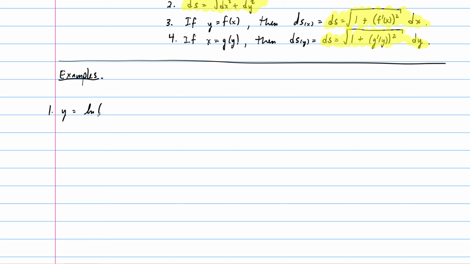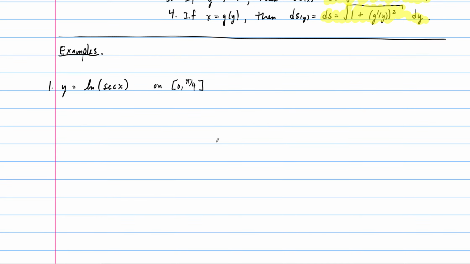So let's say our function is y equals the natural log of secant of x, and the interval that we want to compute this arc length on is from 0 to pi over 4 inclusive. We want to compute the arc length of this curve on this interval. As long as we know that the curve is well behaved, we don't actually need to sketch it. Secant is defined on this interval, and the outputs of secant are always greater than 1. And log is defined on all positive numbers. So no problem, this is totally fine.